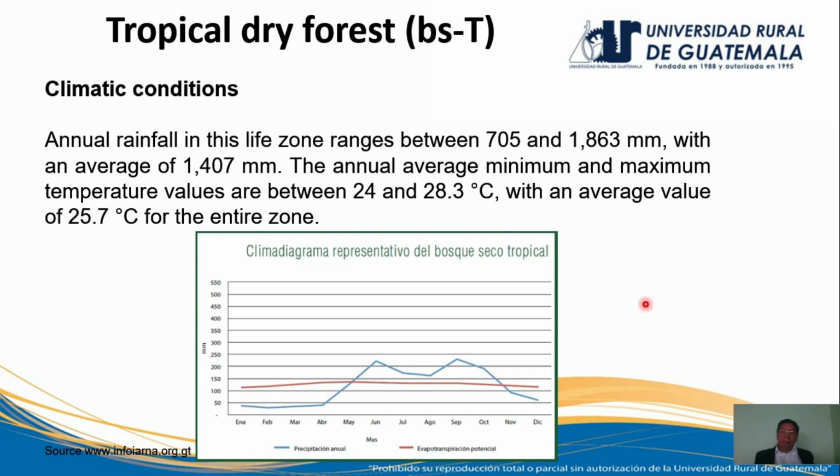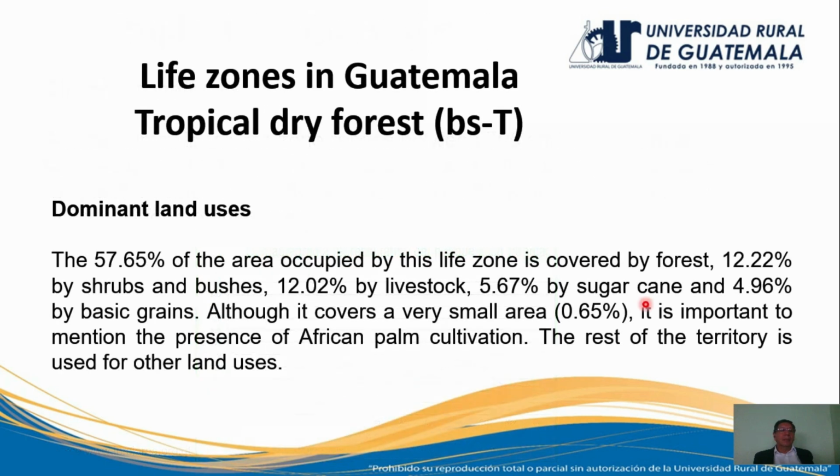Let's continue. The dominant land uses of this area: it is covered by forest, 22.22%, by shrubs and bushes, 12.02% by livestock, also 5.67% by sugar cane, and 4.96% by basic grains. The rest of the territory is used for other land uses. Let's continue.